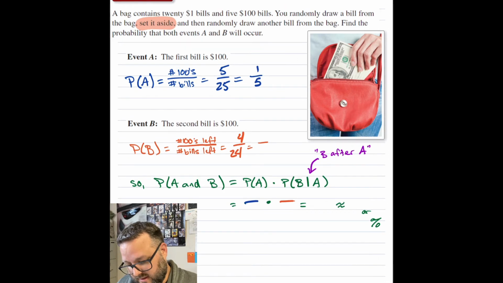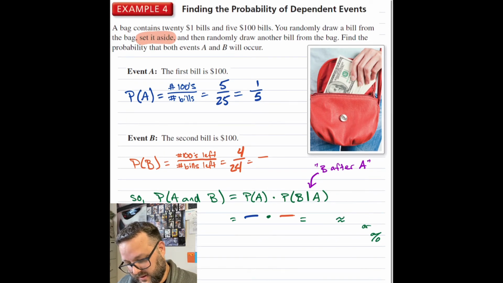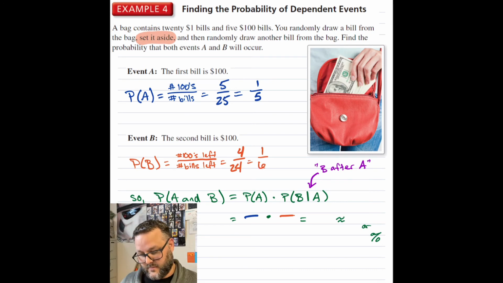All right, now with that said, I have 4 over 24, which is 1 over 6. Now, we have the probability of A and B for dependent events is the same thing as the probability of A, which we've already said is 1/5, times the probability of B after the probability of A, which we have said is 1/6. And that is going to be 1 over 30, which I've got written here.